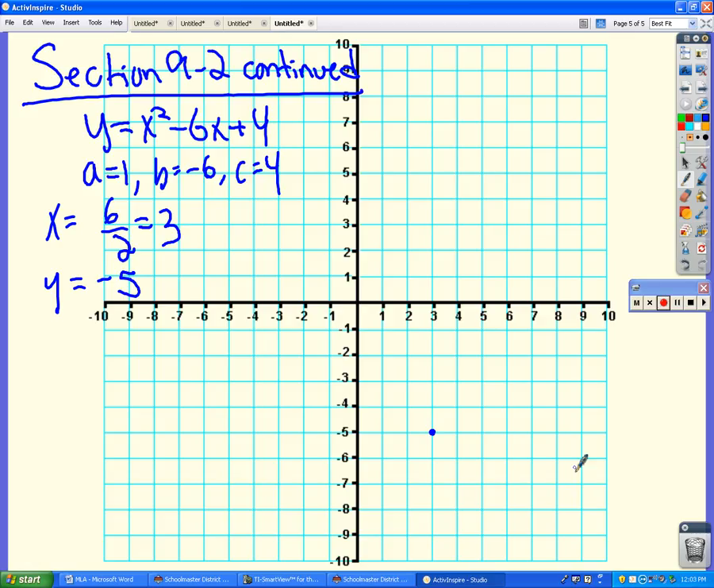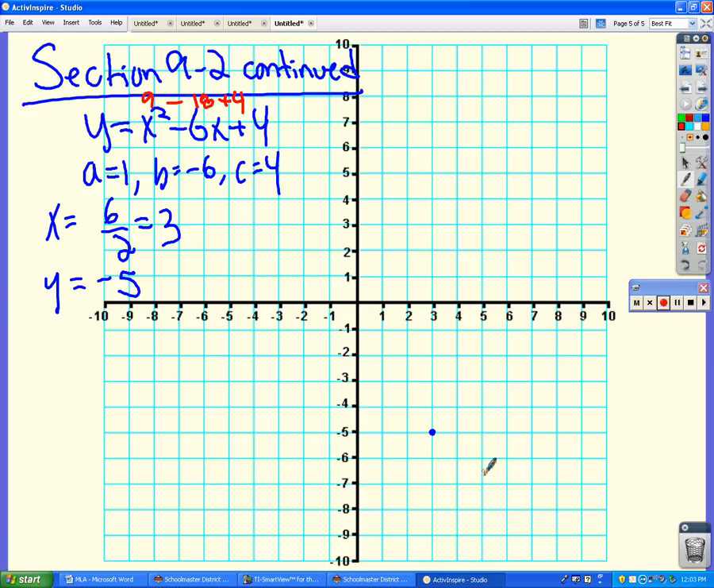Okay? I got -5 because I took 3 and I plugged it in here where the x's were. So 3 squared is 9. -6 times 3 is -18 plus 4. And then I went 9, take away 18 is -9, plus 4 is -5. Okay? So this point right here is the vertex of my parabola.